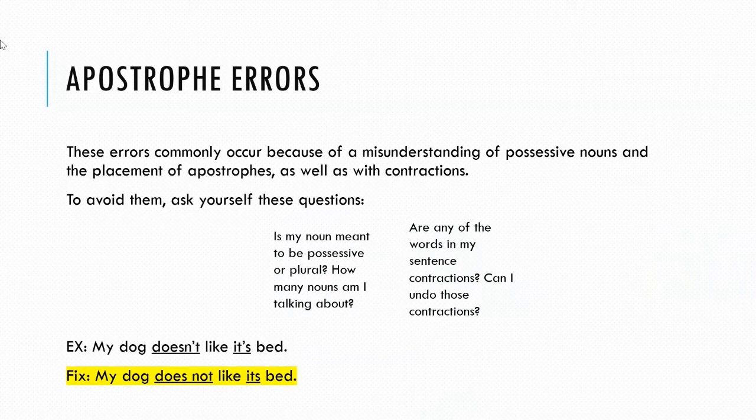When you're unsure whether to use the contraction version of "it is" or not, read the sentence with "it is." If the sentence makes sense, the contraction may be appropriate. If the sentence does not make sense, a contraction is most likely not appropriate.